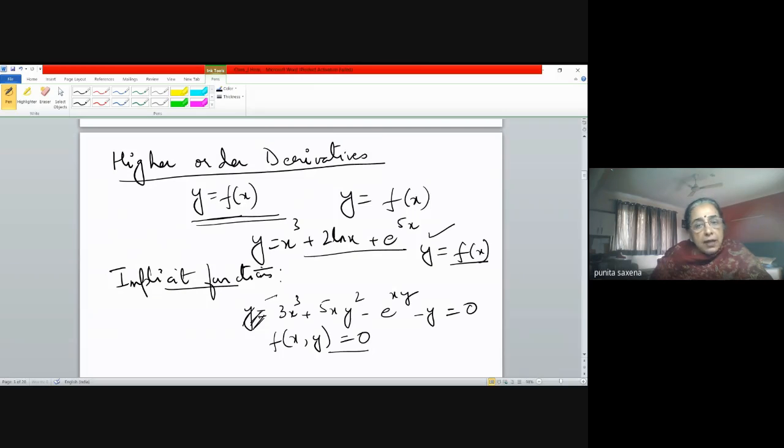But then when it comes to finding the derivatives, okay, we know we can differentiate even this function with respect to x. We can even differentiate this function with respect to x.